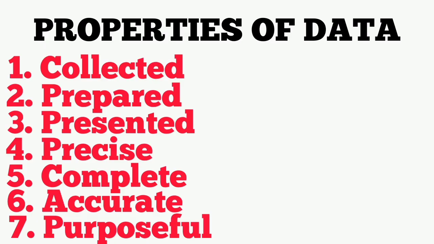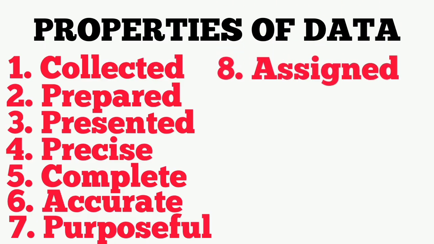And the last one is it has to be assigned. It means that somebody has to be in charge. There must be somebody tasked with getting the data. Somebody must be held responsible for gathering data that will be needed to process, to get information. So somebody has to be responsible for that activity in an organization. So those are the 8 data properties, or properties of data, that you need to master.